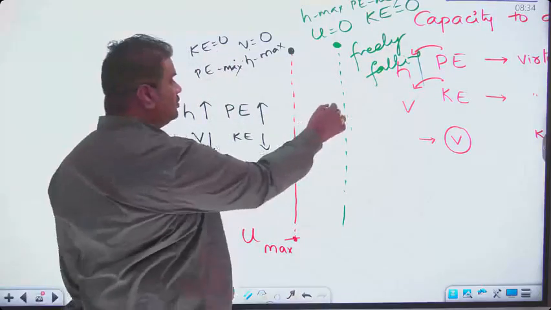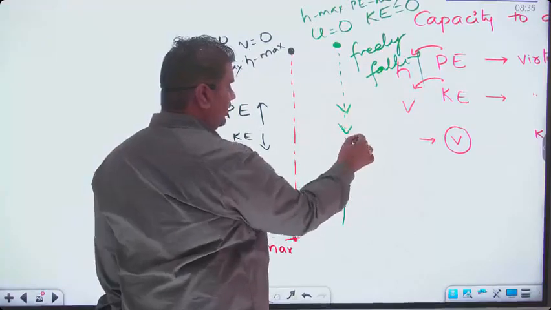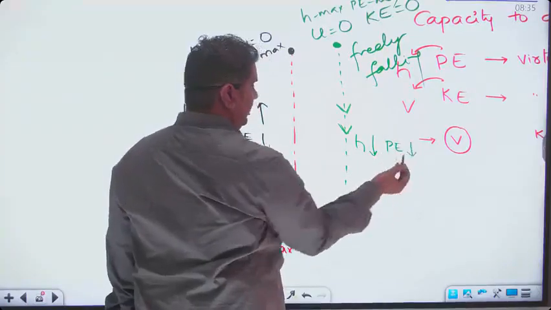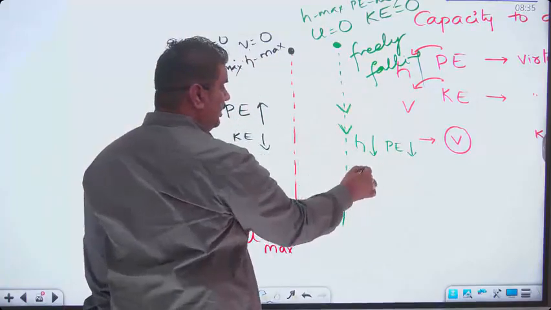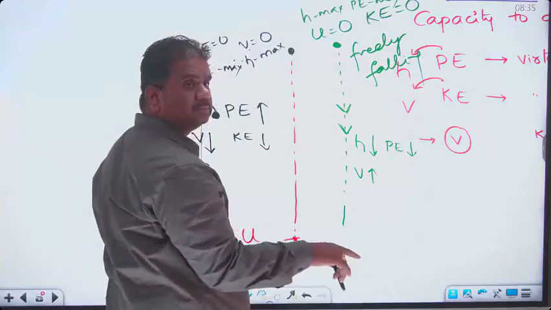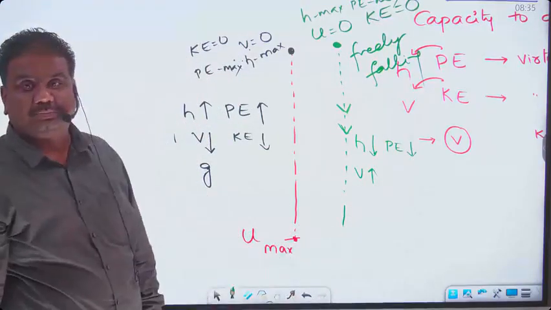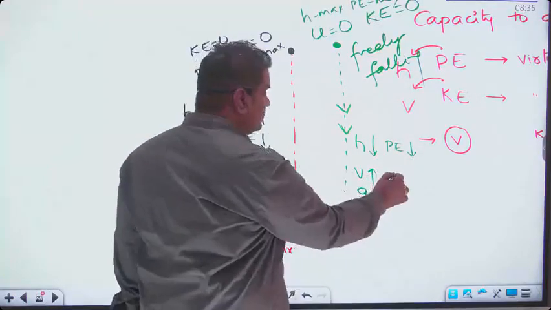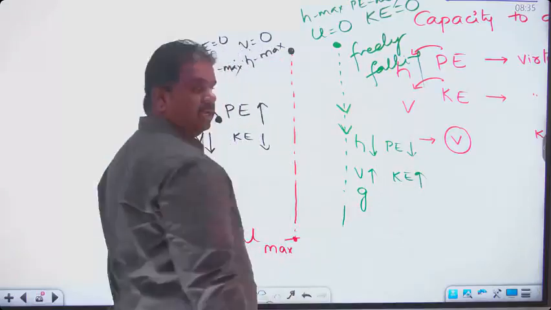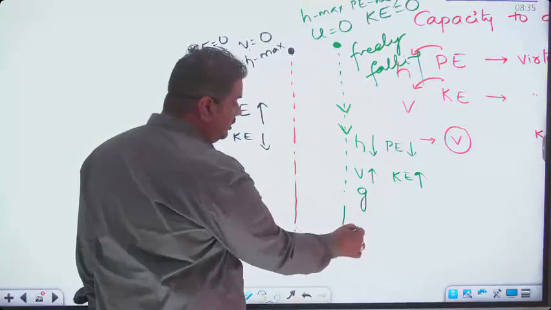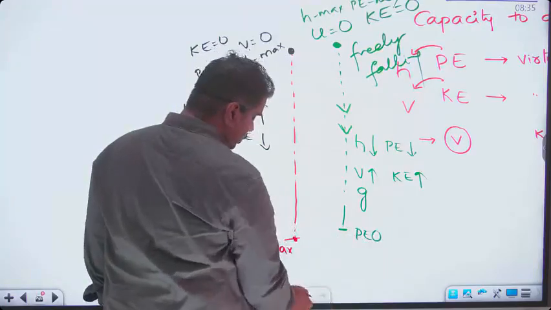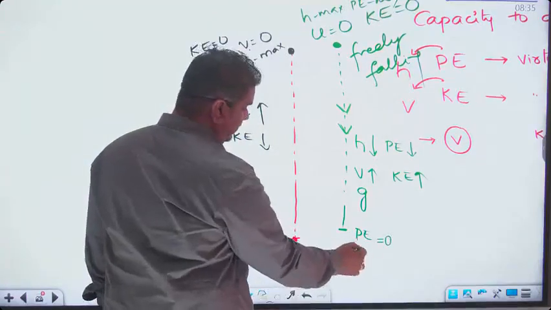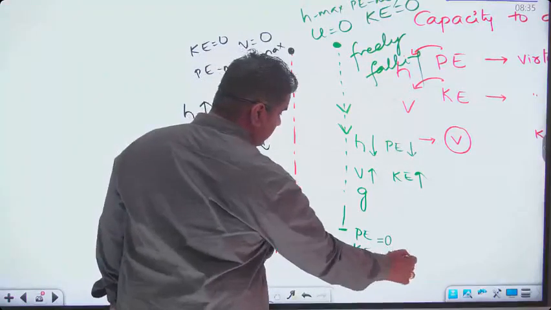At the same time, when the object is moving in the downward direction, height decreases. If height decreases, potential energy decreases. Right? When the object is moving downwards, velocity will increase. Why is the velocity increasing? Because of gravity. So velocity increase అయింది కాబట్టి kinetic energy ఏమవుతుంది? It increases. And at this particular point, potential energy will be equal to zero. And at the same time, kinetic energy at this particular point will be again maximum.